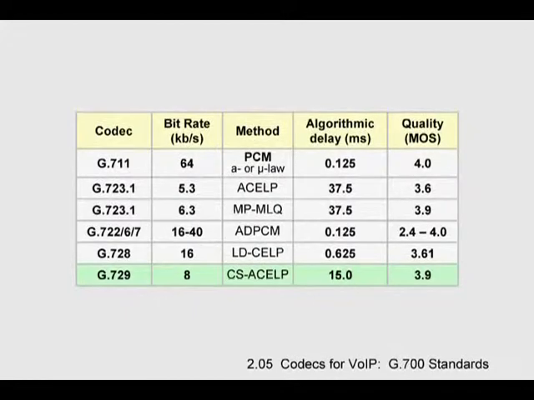Introducing a moderate amount of delay, 15 milliseconds, and toll quality speech at a 3.9 opinion score. So these would be the two that we would be interested in looking at if we decided to implement compression on our voice over IP system. If delay was a big problem and we couldn't use a codec that introduced delay, then we'd look at the G.728. If we had room in our delay budget to use a coder that introduces a moderate amount of delay, then we'd certainly take a look at the G.729 because it gives us 8-to-1 compression at toll quality speech.